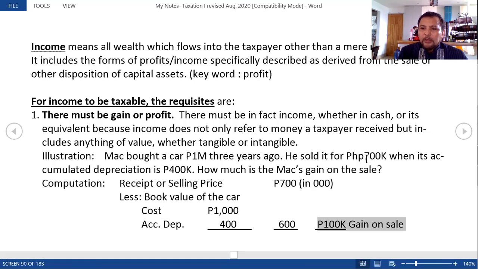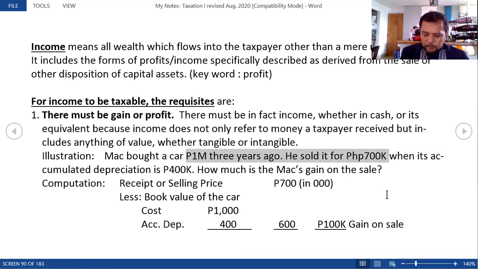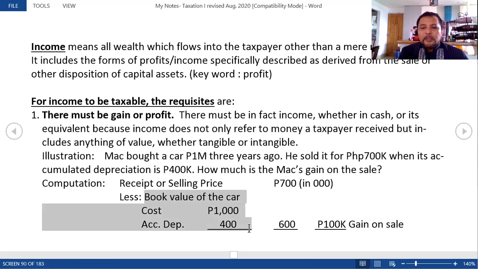It's not 1 million minus 700,000, or a loss of 300,000. You will say, hey, it's a loss, there's no gain. But in actuality, in taxation, you will get the value of the car by deducting from its cost the accumulated depreciation. So that's the value. The book value of the car is 600,000 pesos, because this is in thousands.